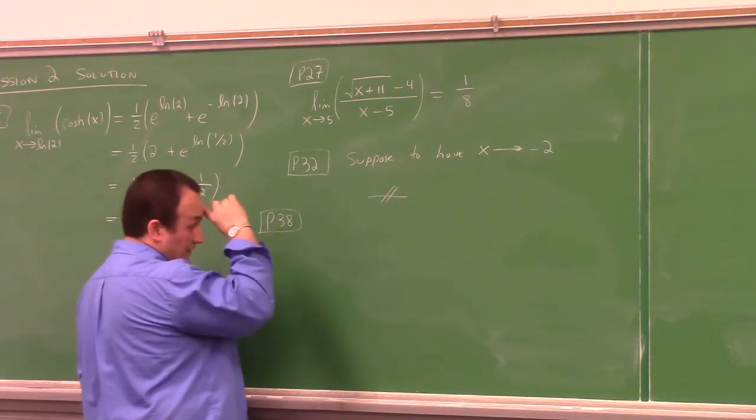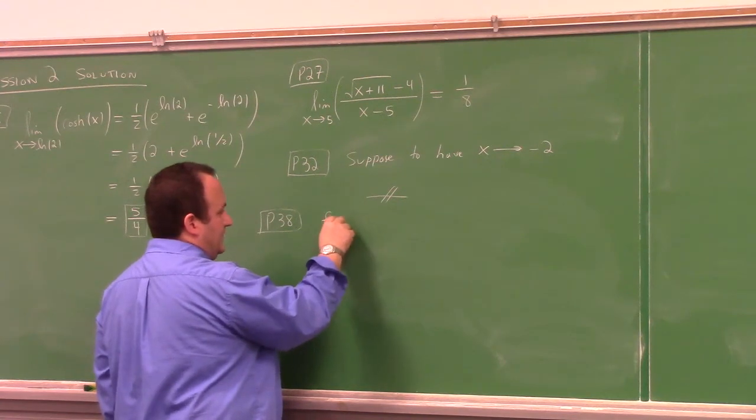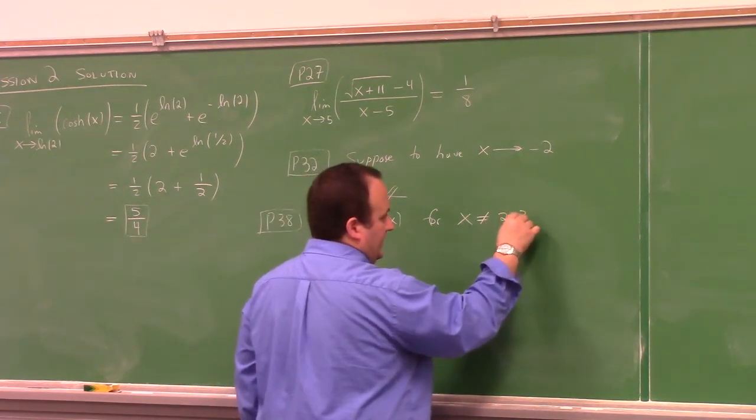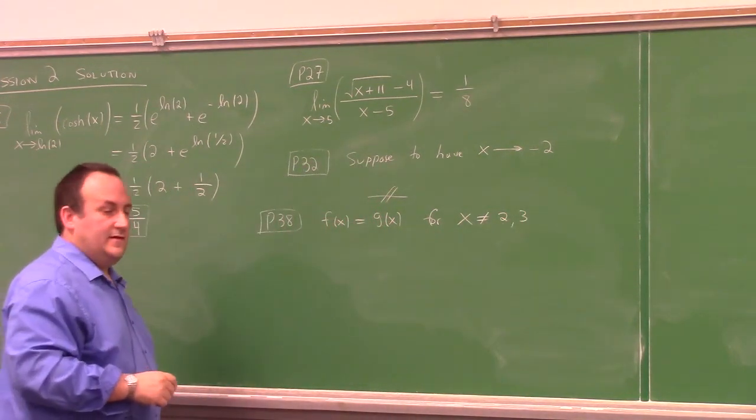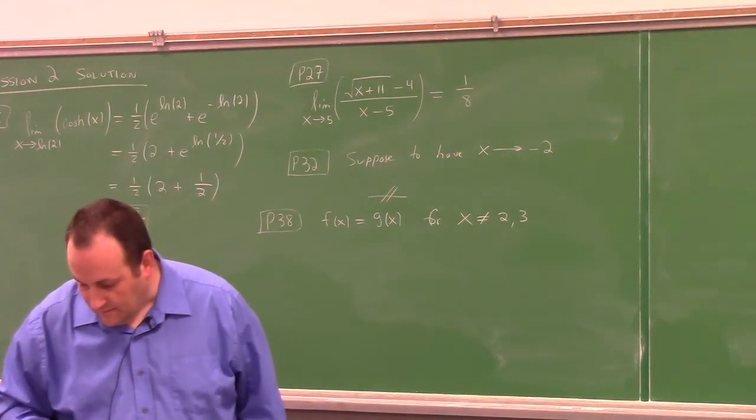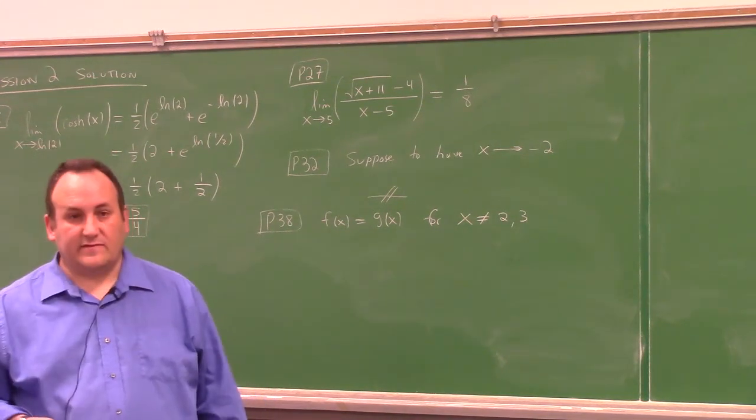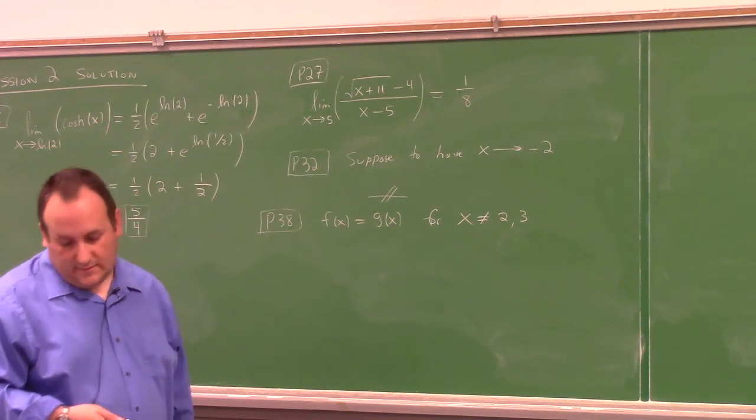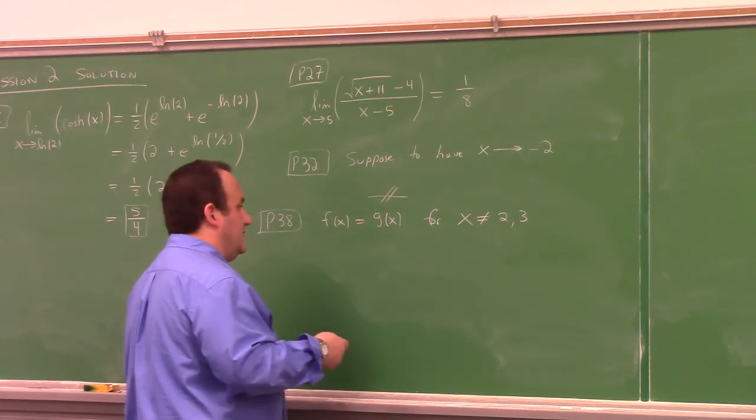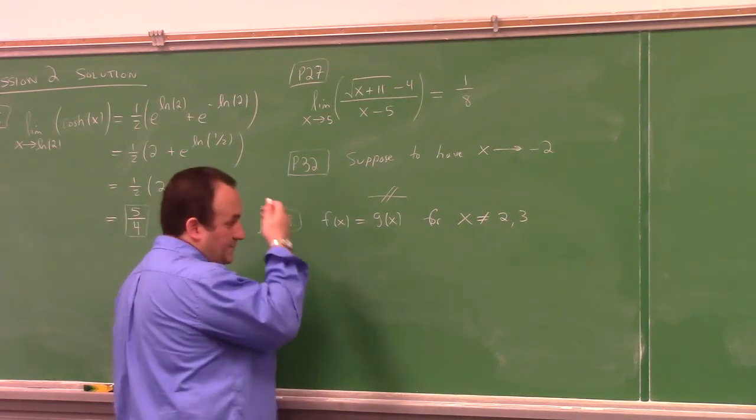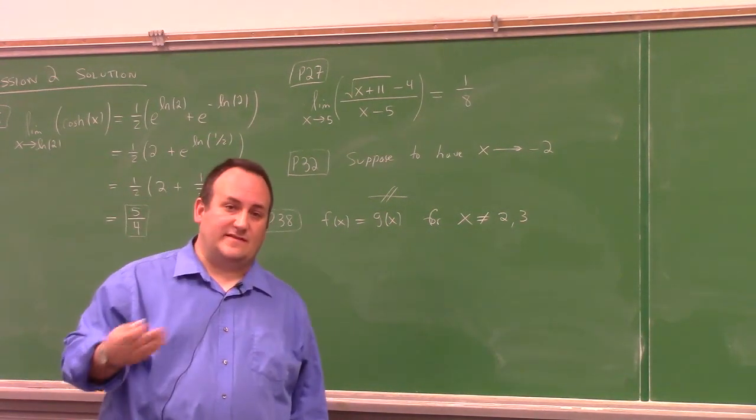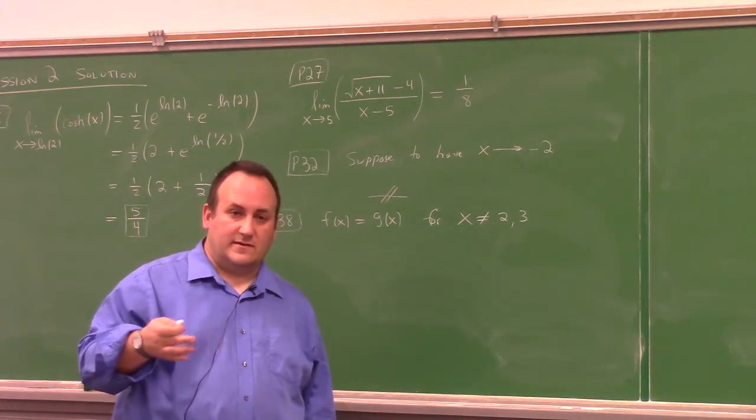So you have f of x equals g of x for x not equal to 2 or 3. All other x, right? And you can also notice that the formula for f of x is continuous at all other values. In other words, if you simplify the formula for f of x, you'll get something that's clearly continuous everywhere except for 2 and 3.